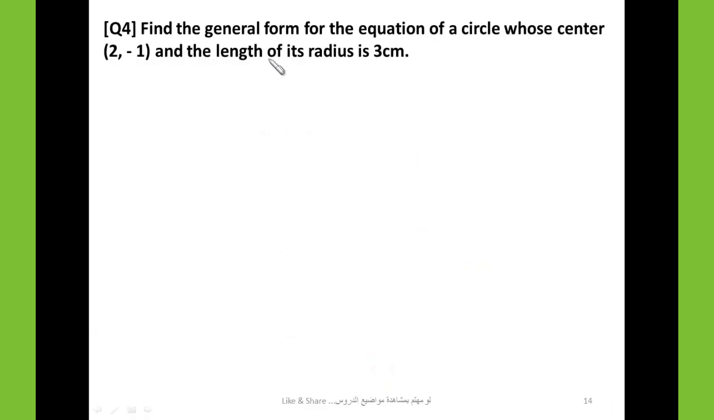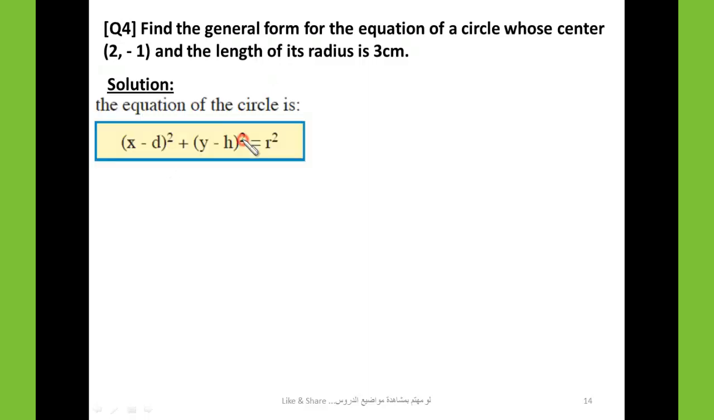Question 4. Find the general form for the equation of a circle whose center is (2, negative 1) and the length of its radius is 3. The required here is to find the general form. The equation of the circle is x minus d all squared plus y minus h all squared equals r squared, such that the ordered pair (d, h) is the center of the circle.